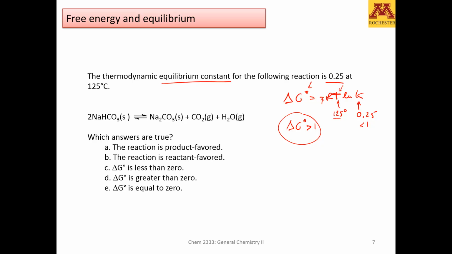So let's see which of these answers are true. The reaction is product favored. Well, we know from these two numbers that it is not. It's actually reactant favored. The standard Gibbs free energy is less than 0. It is not. It's actually greater than 0. I apologize. It's positive. We do not know the extent of it, but it's definitely positive.